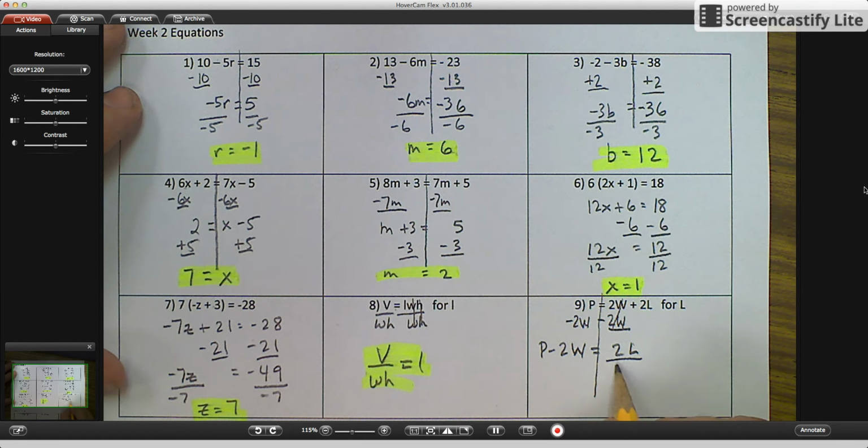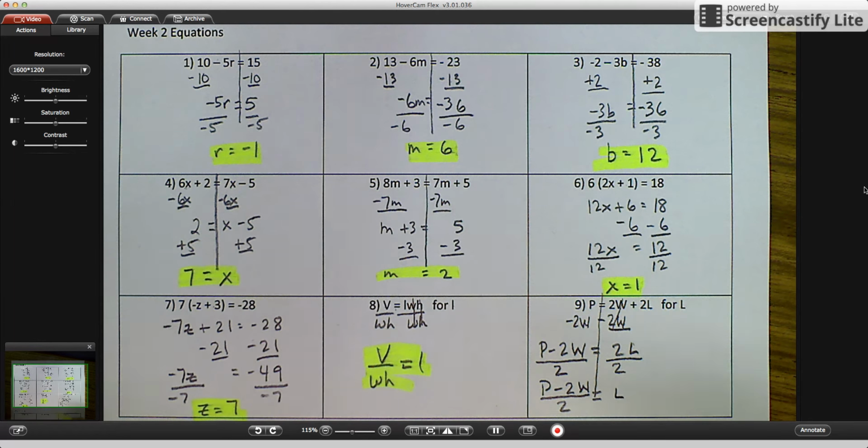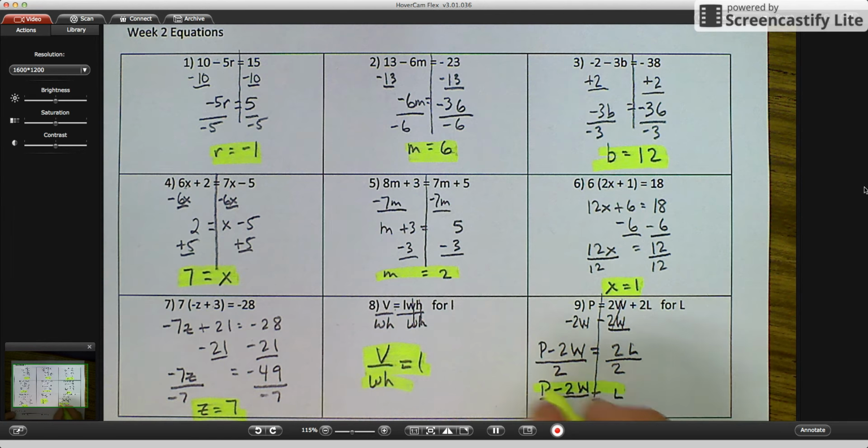Now I need to divide by 2. I'm going to divide the whole thing by 2, and I'm going to leave it that way. So P minus 2W over 2 is equal to L. Here's one more solution for that. If you have it, we can go over it, but I'm not going to do that at this point in time. So those are the 9 equations for this week. Those are your solutions.